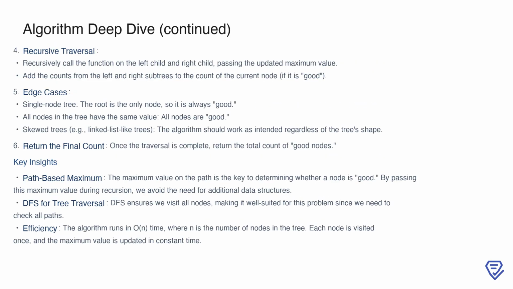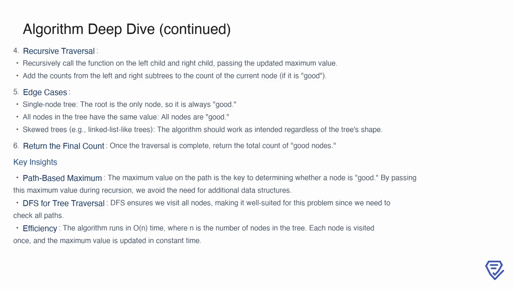Now, let's discuss how to traverse the tree recursively. For each node, we'll call the function on its left and right children, passing along the updated maximum value. The counts of good nodes from the left and right subtrees are then added to the count for the current node, if it qualifies as good. This ensures we account for all nodes in the tree.